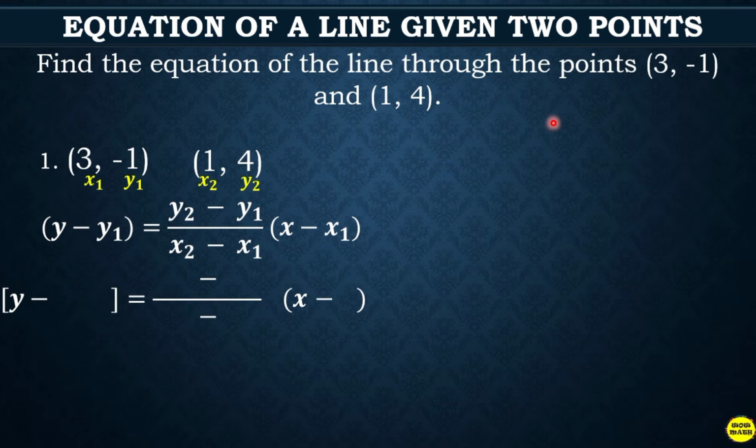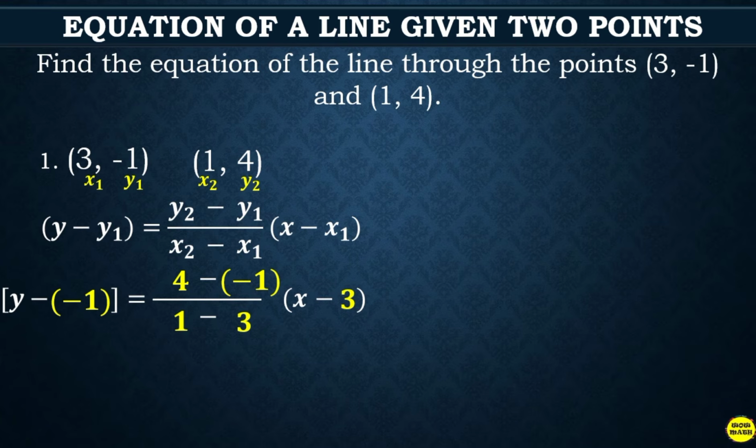So, y sub 1 is negative 1. Your y sub 2 is 4. Y sub 1 is negative 1. Your x sub 2 is 1. X sub 1 is 3. And then your x sub 1 dito is 3 also.